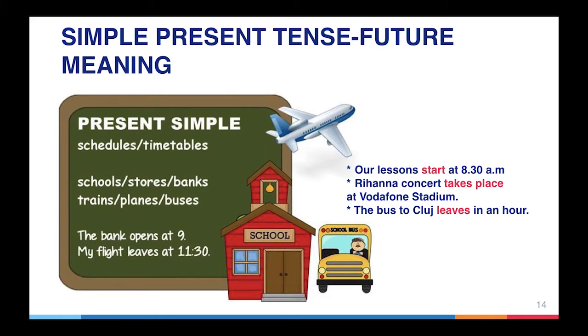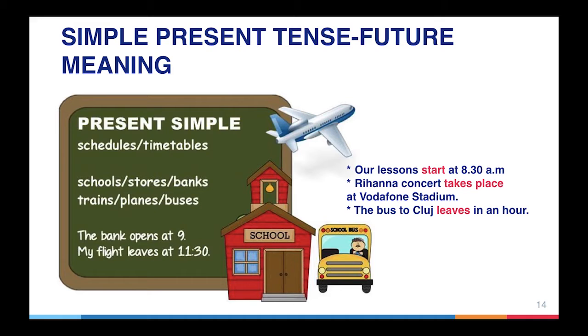Lastly, simple present for future meaning. Even though we usually use simple present for general truths, habits, or routines, we can also use it to talk about future scheduled events, timetables, schools, stores, banks, trains, planes, or buses. Let's take a look at the examples given.